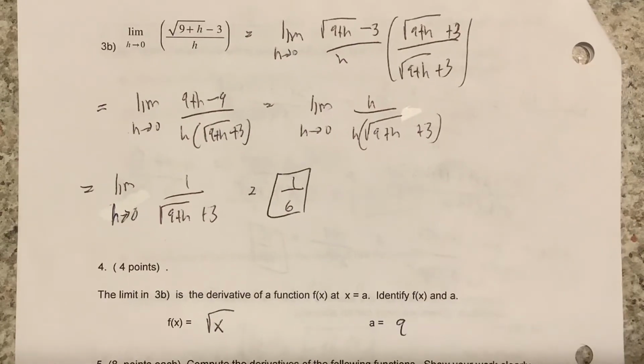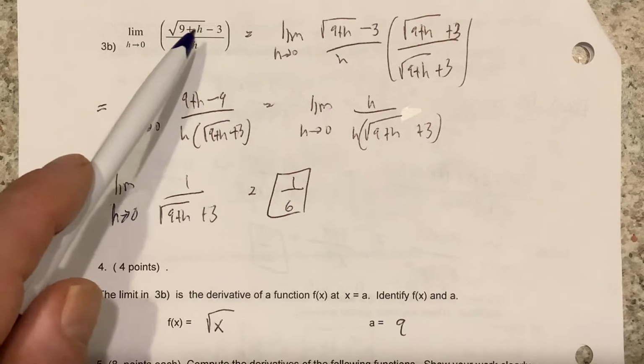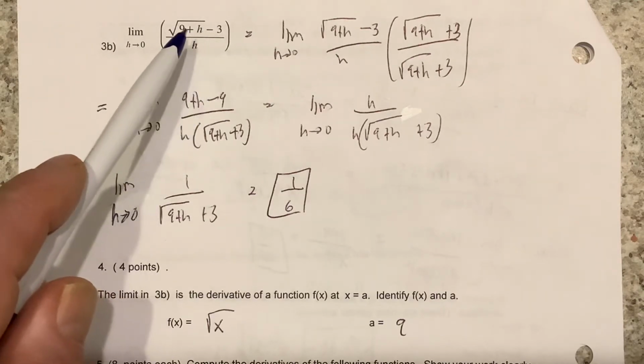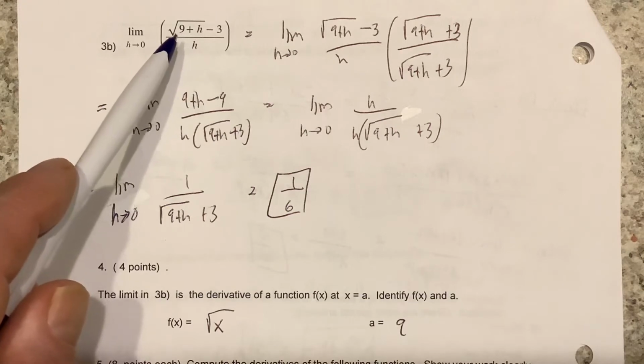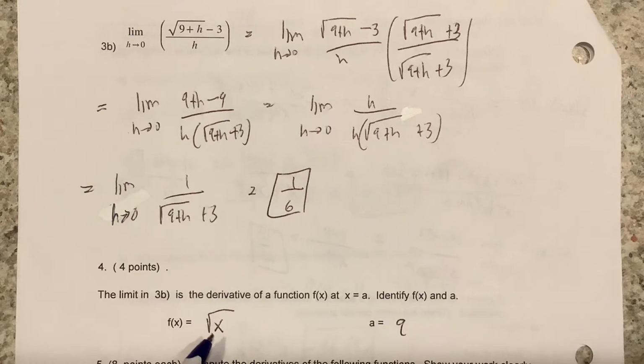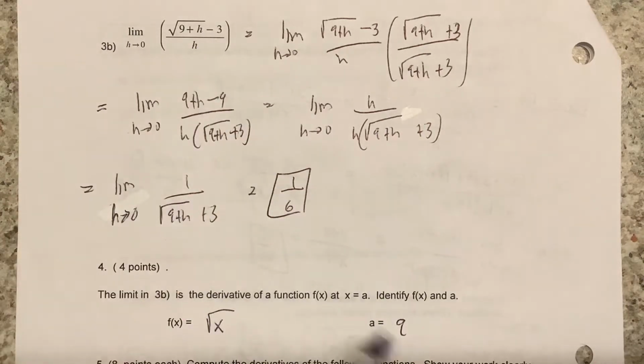This one, only about half the people got this. If this is the derivative of something, this has to be f of x plus h. So you know f of x has to have a square root in it, and this has to be f of a plus h. So a has to be there. a has to be 9, because it's f of a plus h, and f of x has to be the square root of x. Furthermore, this has to be f of a also, so the square root of 9 is 3.